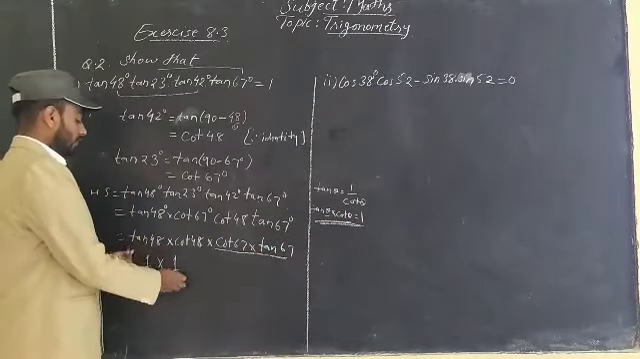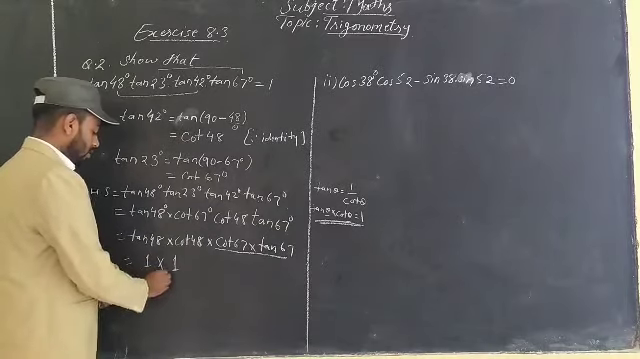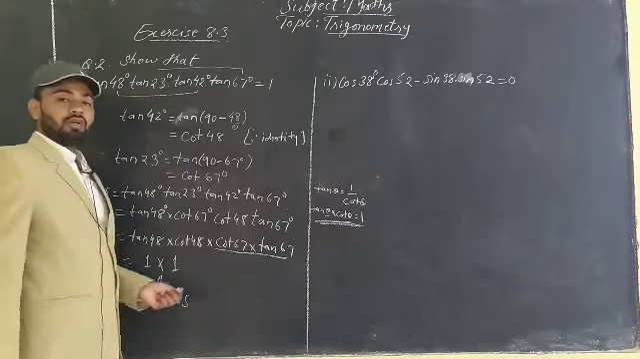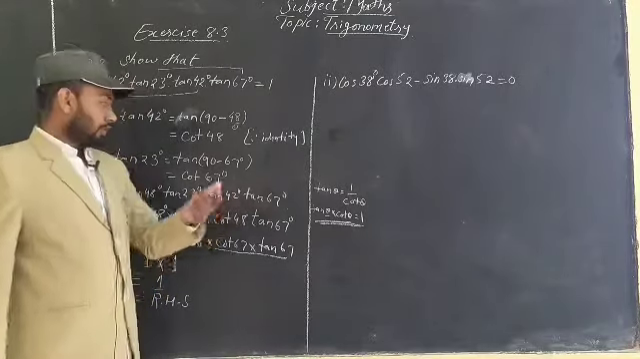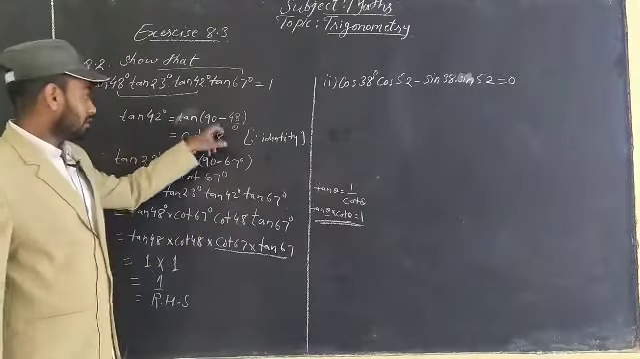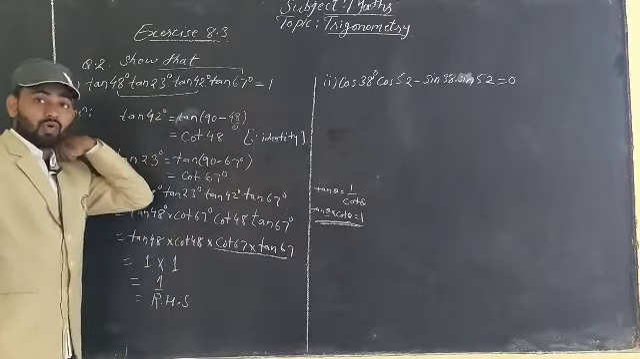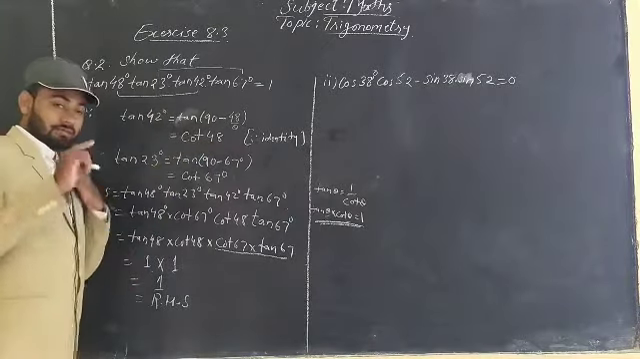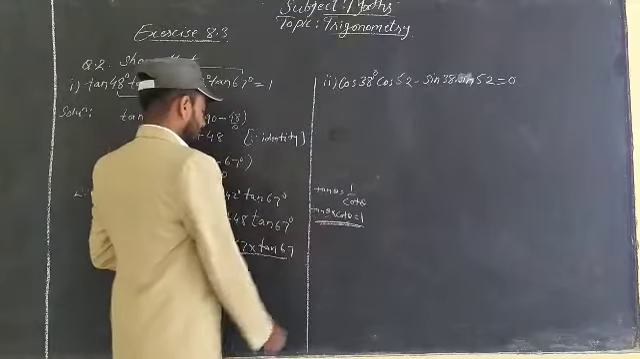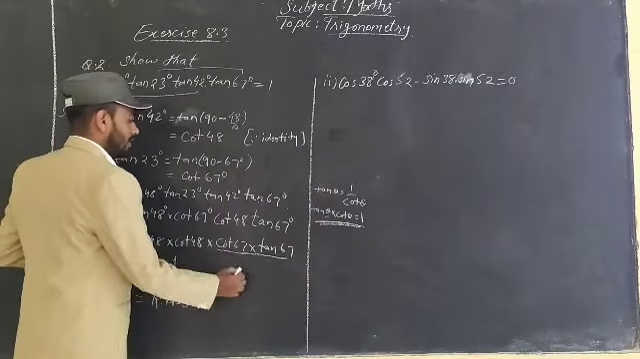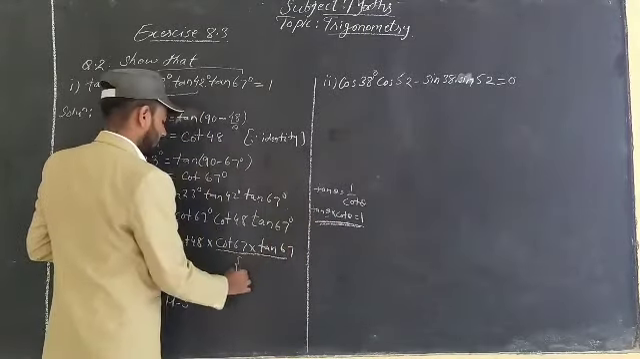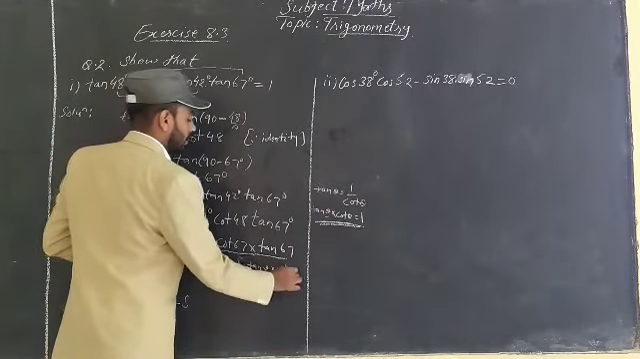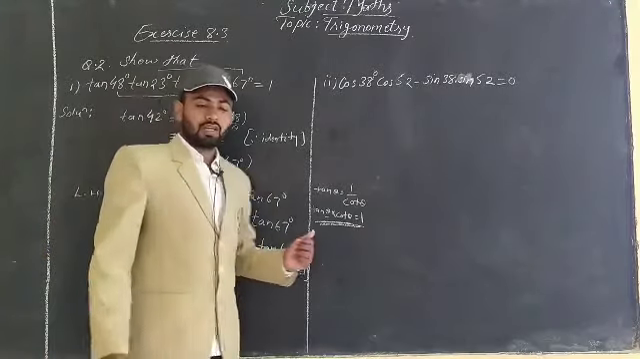Tan 48 into cot 48 is equal to 1, and 1 into 1 is 1, which is equal to the right hand side. Hence proved. So what you have to remember first is the identity: tan theta is equal to cot 90 minus theta, or tan 90 minus theta is equal to cot theta. Both the identities, and by this formula you can write here, since tan theta into cot theta is equal to 1. Okay, understood?